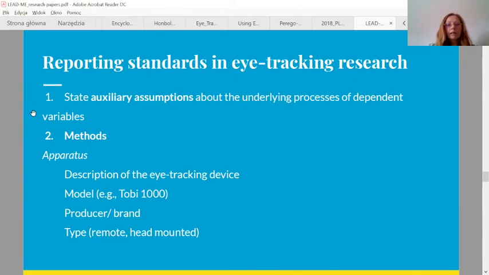And when it comes to the methods, of course, it's very important to report on the apparatus that you use, because of reproducibility, right? So you need to state the model, the producer, the type, everything that is relevant for future studies, because this hugely affects the results and how the results are reported, and the analysis of the results, right?